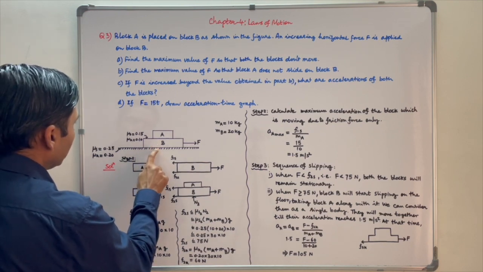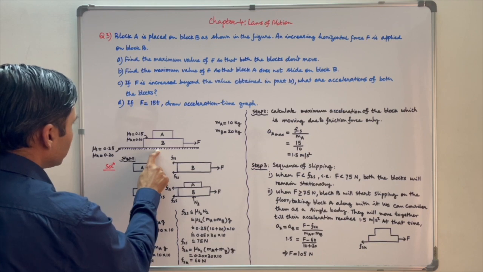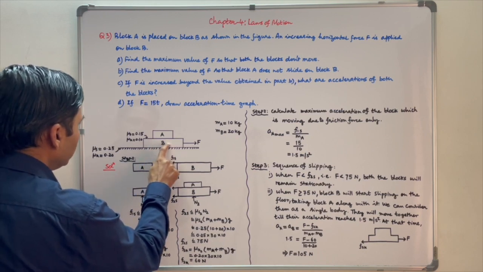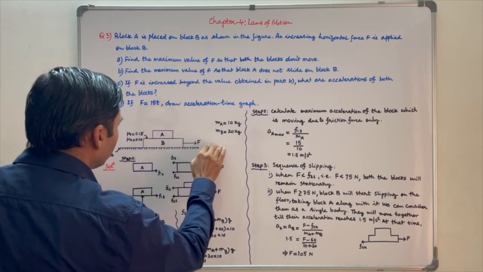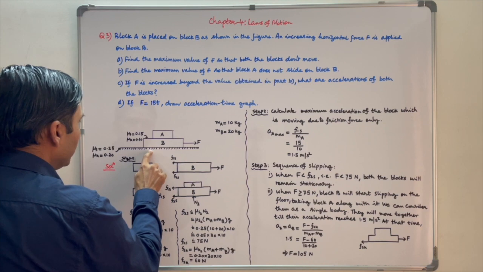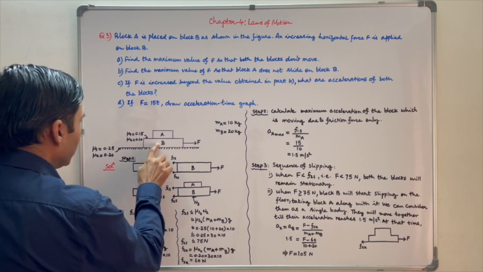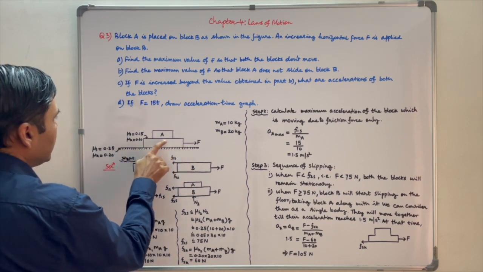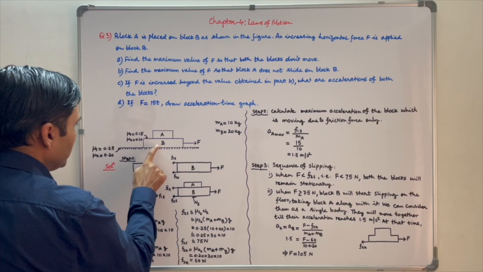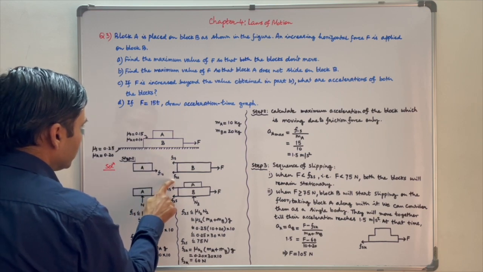Block B is kept on rough floor. That means there is some friction force working between block B and the floor. Block B is getting pulled in forward direction. That means it will move in forward direction. Floor will apply a friction force on this block in opposite direction. Let us say this is contact surface 1 and this is contact surface 2. So the friction force that floor applies on block B is represented by F2S.